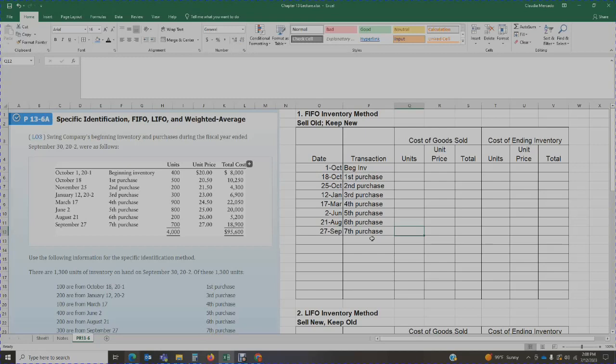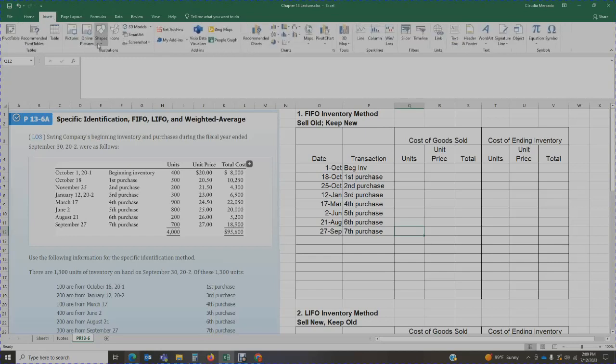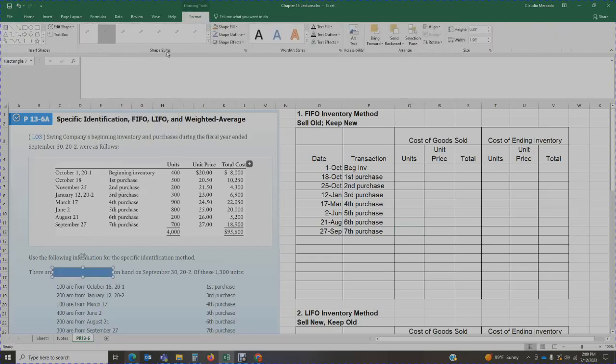Okay, now the first method we are using is FIFO, first in, first out. Now, in this method, you sell the old and you keep the new. That is how I like to look at it. Sell the old and keep the new. So, if I know I'm keeping the new, how many inventory items am I keeping? The problem says that we are keeping 1,300 units of inventory.